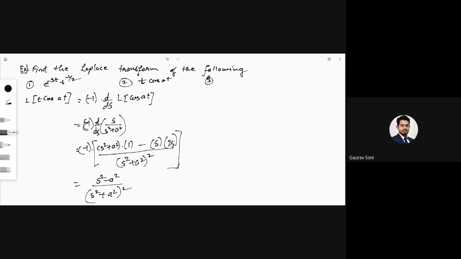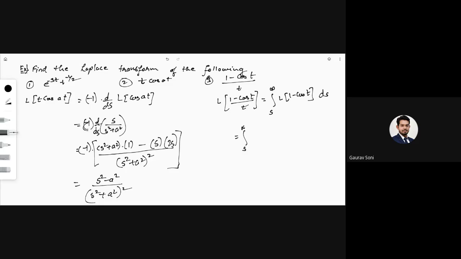Next, Laplace of (1 minus cos t) divided by t is equal to, so 1 by t on the left hand side. On the right hand side, it will become integration from s to infinity of Laplace of (1 minus cos t) ds.